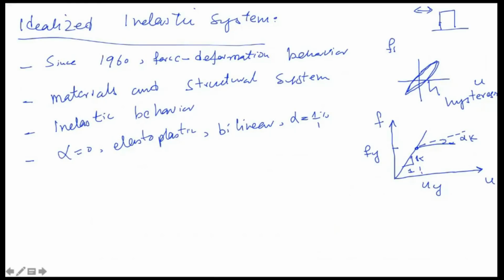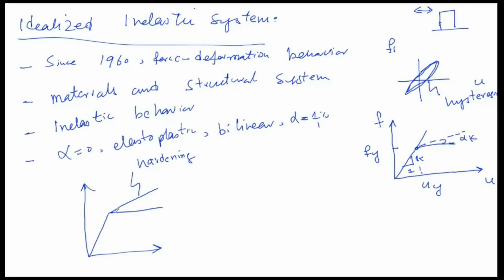As I mentioned, sometimes alpha can have some particular value, so the behavior can be elastoplastic for the idealized case. It can even be with this kind of behavior if we assume what is called the hardening effect. So there is, let's say, a hardening effect in the structural system when it yields.